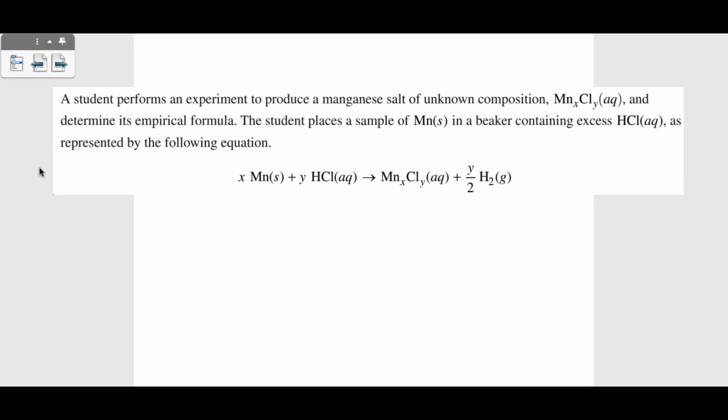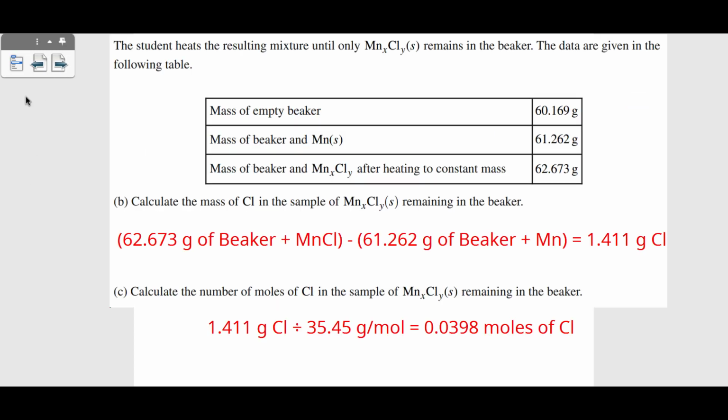Well, then this question turned towards an experiment that a student would do. The student's going to do an experiment where they take manganese solid, add hydrochloric acid. They're going to get some sort of manganese chloride compound, an aqueous compound, and hydrogen gas. And so this is going to help the student determine the empirical formula of the compound. And the manganese is the limiting reagent, it says. The hydrochloric acid is in excess.